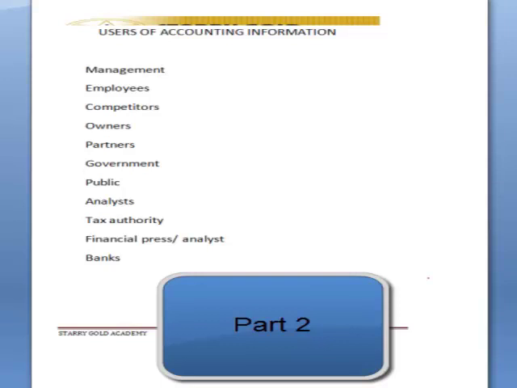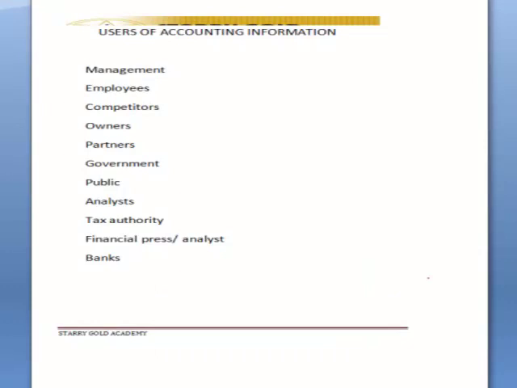We want to quickly look at the users of accounting information. That is what we generally know as stakeholders. Right here we have about 11 users, and when I pick one, I will talk intensively on each of them. After which we are going to classify these users by where they belong, because they can be classified into internal or external users. We'll do that, but let's look at each of these.